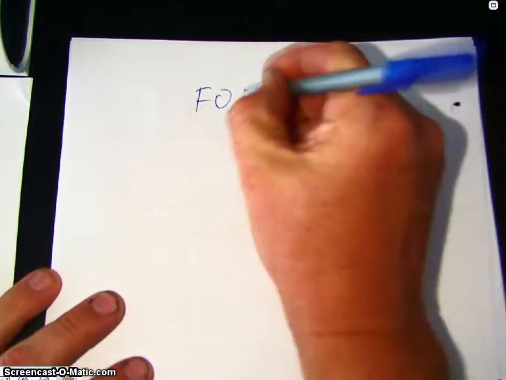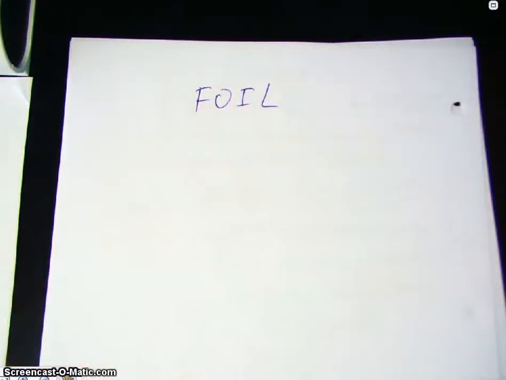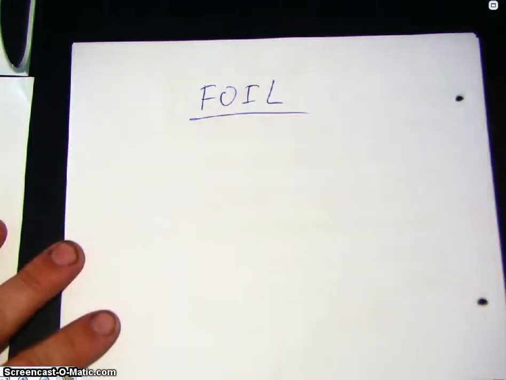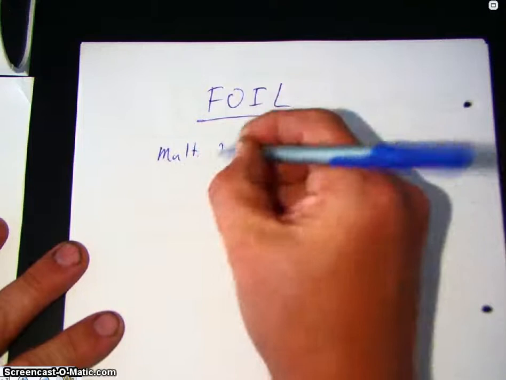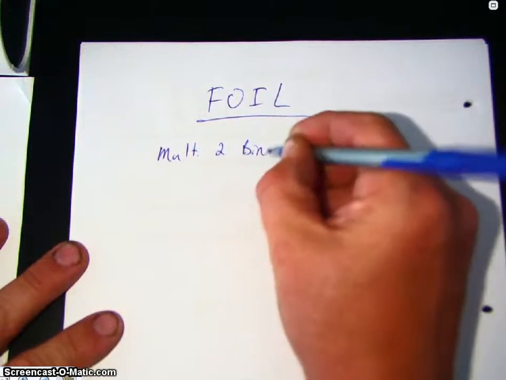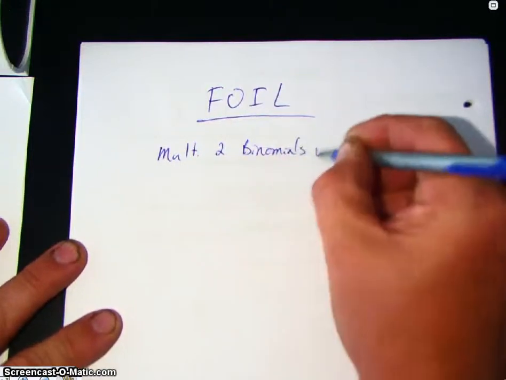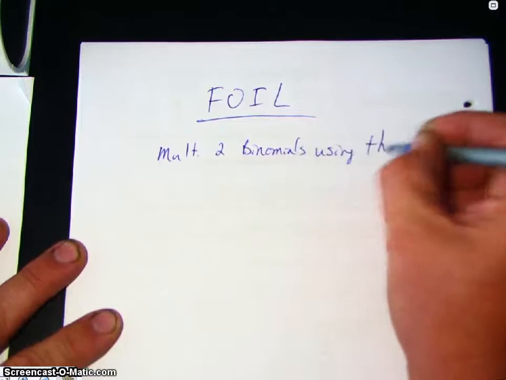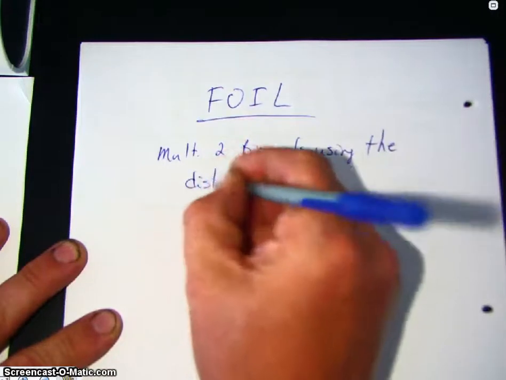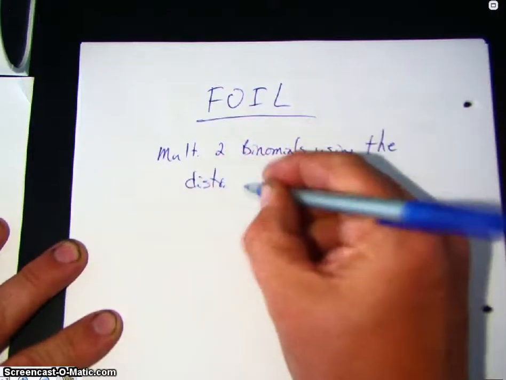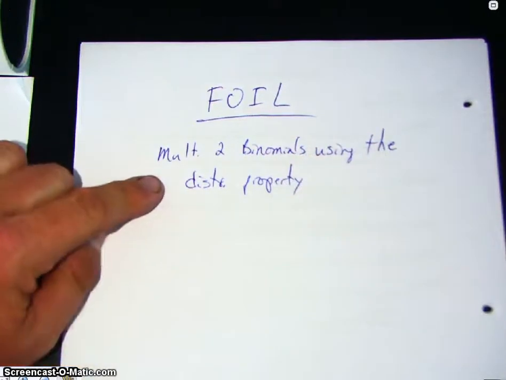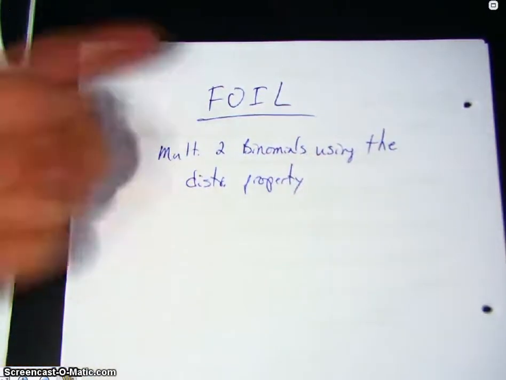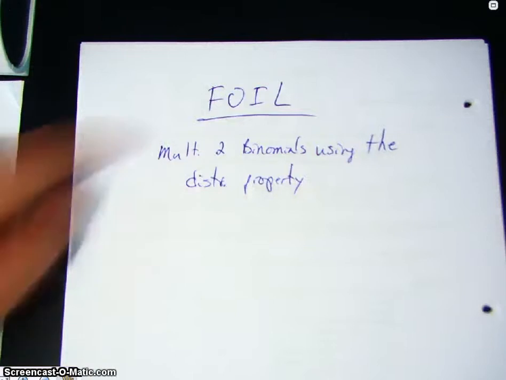Alright, in this video we're going to learn how to FOIL, or I should say just refresh the method of foiling. What that means is I am multiplying two binomials using the distributive property. That's a mathematical term, but really for abbreviation, how you remember the steps is FOIL.